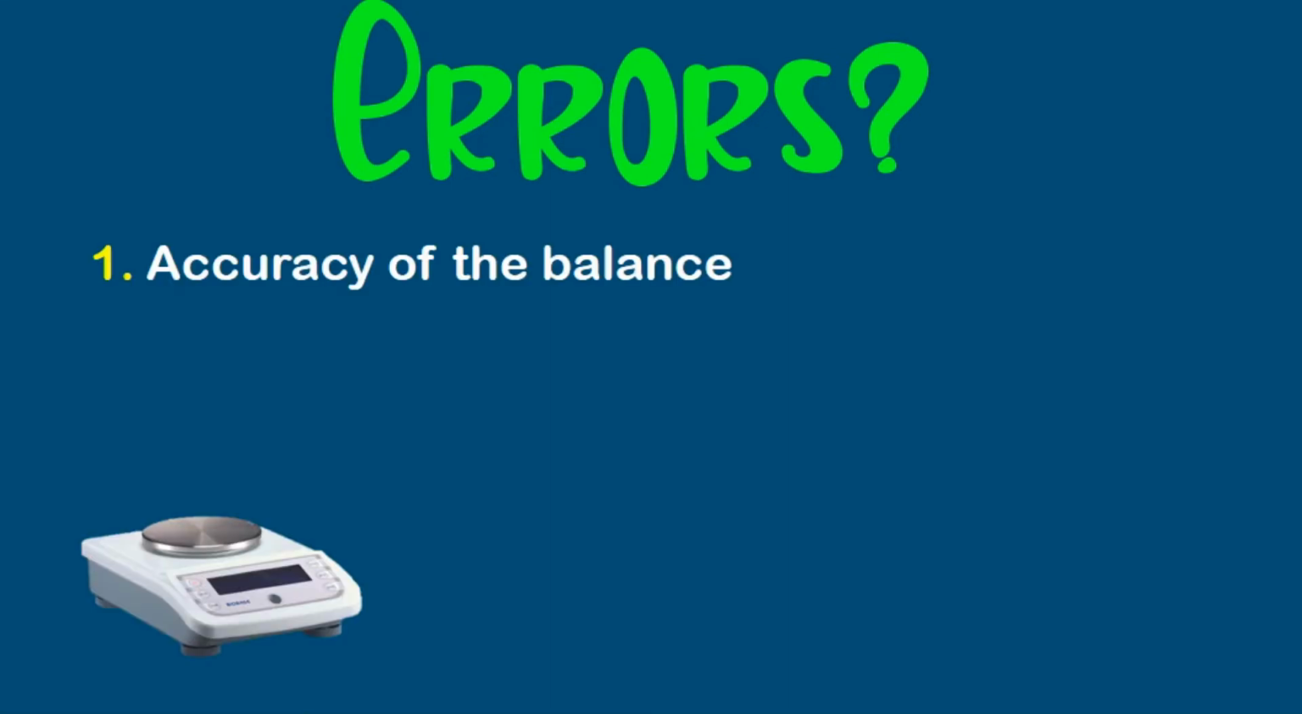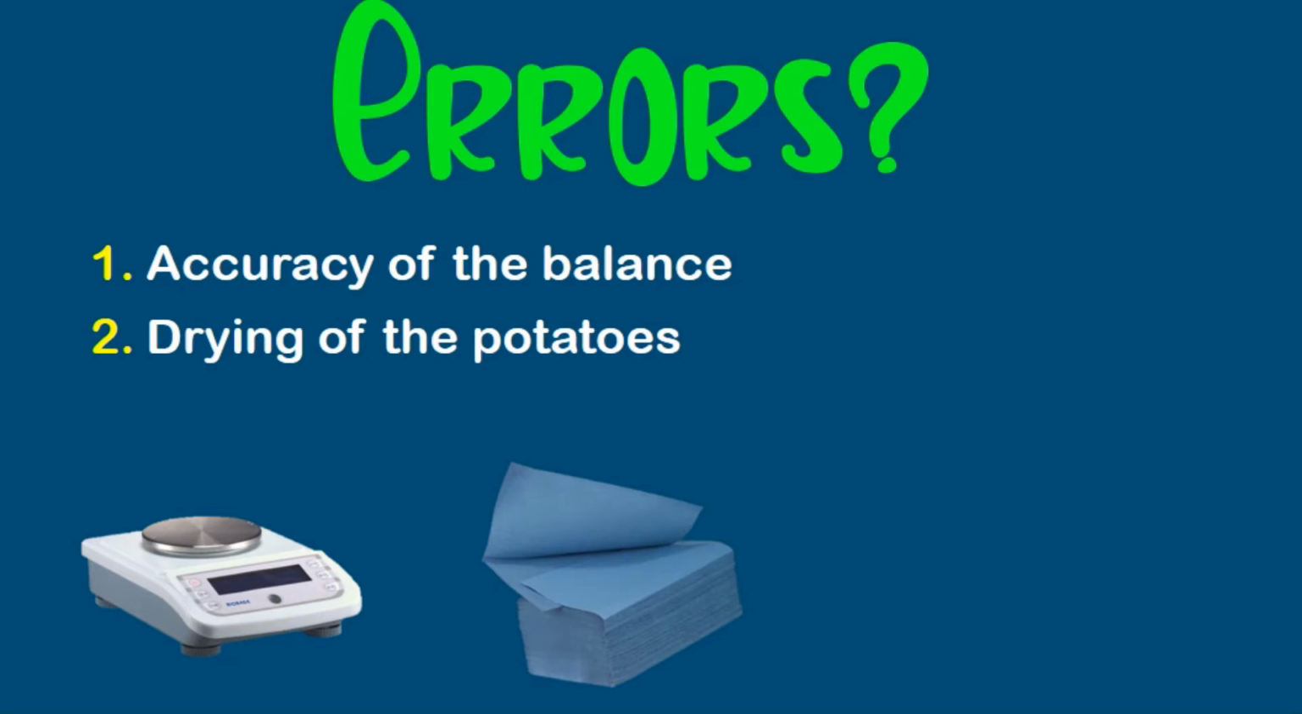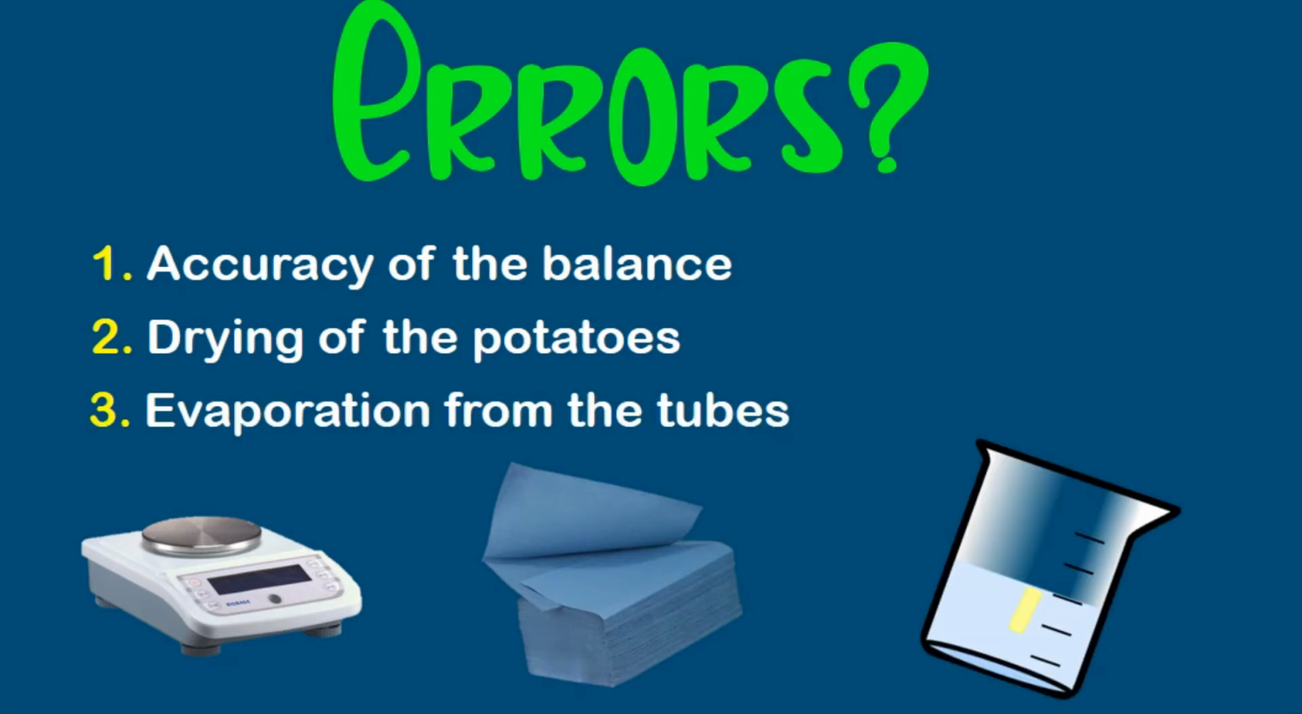Errors, so things can go wrong, your experiment might not be perfect, perhaps your balances aren't entirely accurate, perhaps you didn't dry off the potatoes properly, and maybe some of the solution evaporated from your tube or your beaker. So again, a water bath would kind of level that out because they'd be in the same temperature.